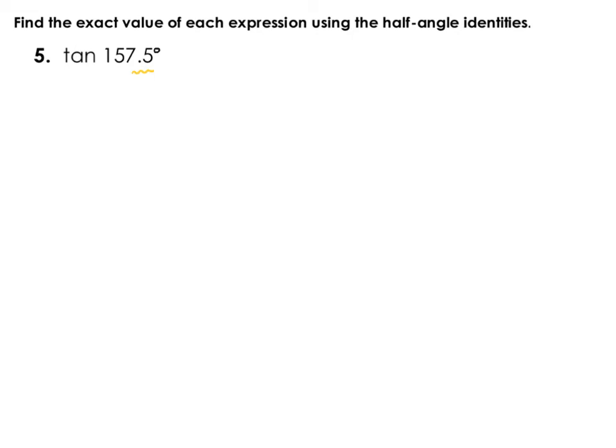So we're going to rewrite this problem as the tangent of, if we multiply 157.5 by 2, that becomes 315. So this is the same as the tangent of 315 over 2. If we use our half angle formula for a tangent, remember this is theta on the top, theta over 2, that's going to give us, our tangent expression says that we've got the sine of theta over 1 plus the cosine of theta.